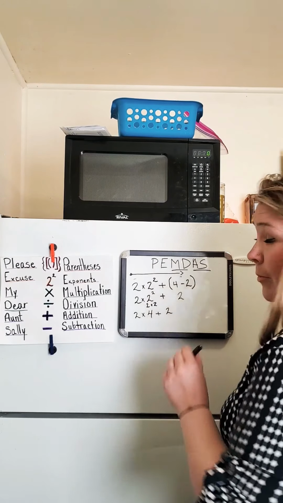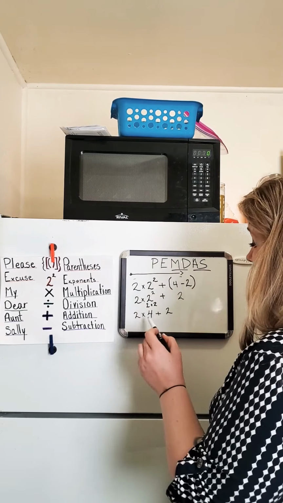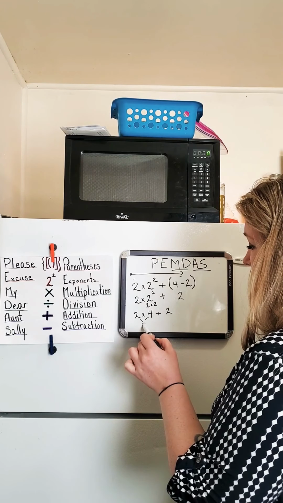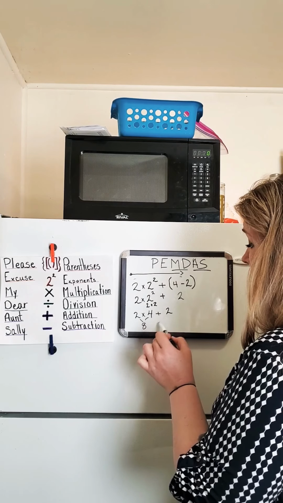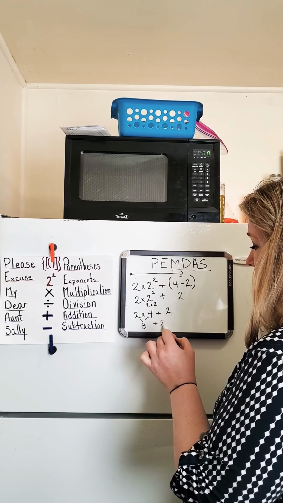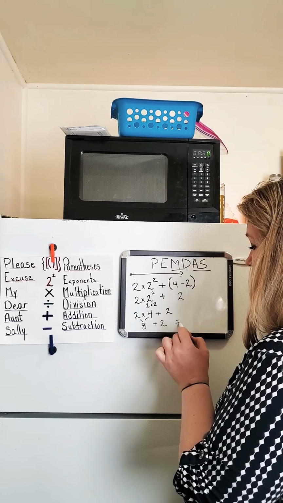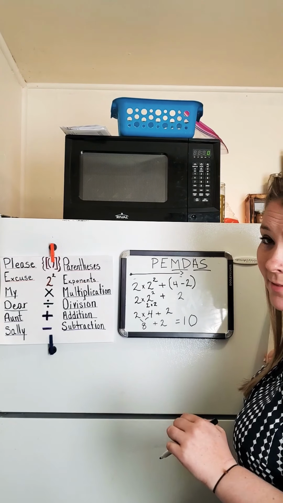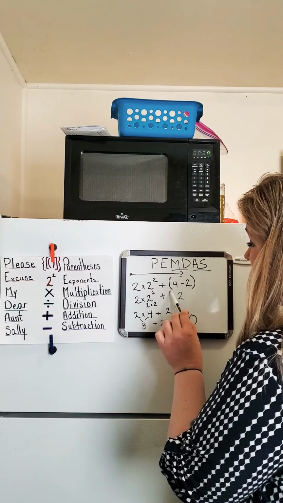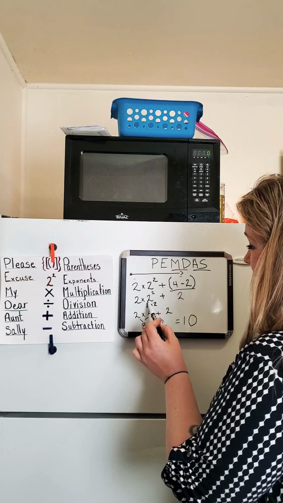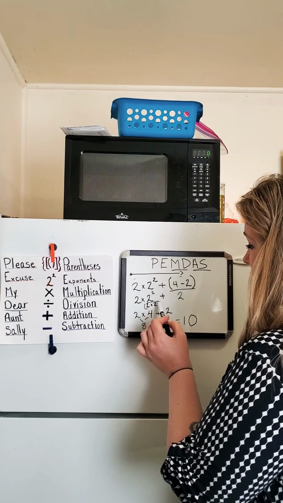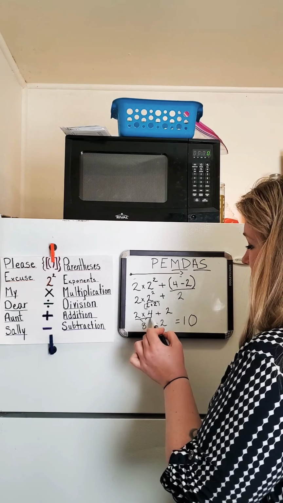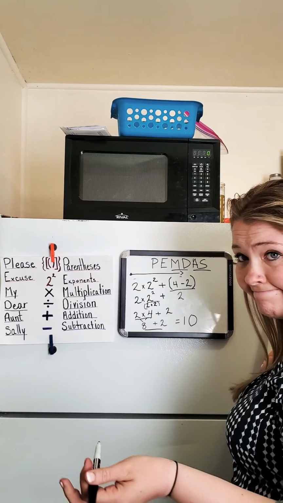So now I go to my multiplication and division. And I do see some multiplication here. So we're going to do 2 times 4, which is 8. And then I bring this down. 8 plus 2 is, I have to bring this over here because I ran out of room. 8 plus 2 is 10. So, I did my parentheses, and then I did my exponent, which that's what this means right here. And then I did my multiplication, and then I did my addition.